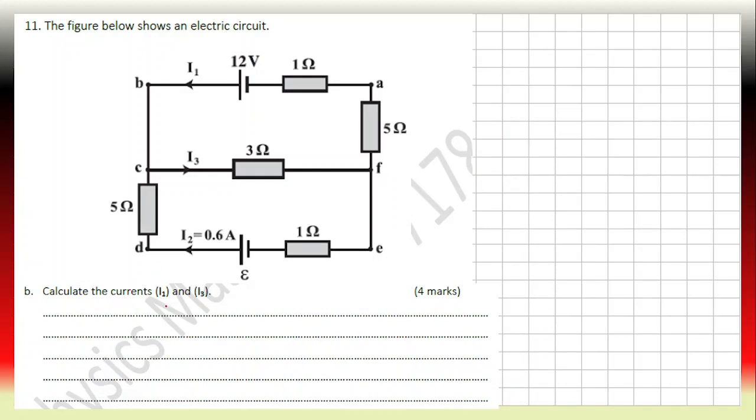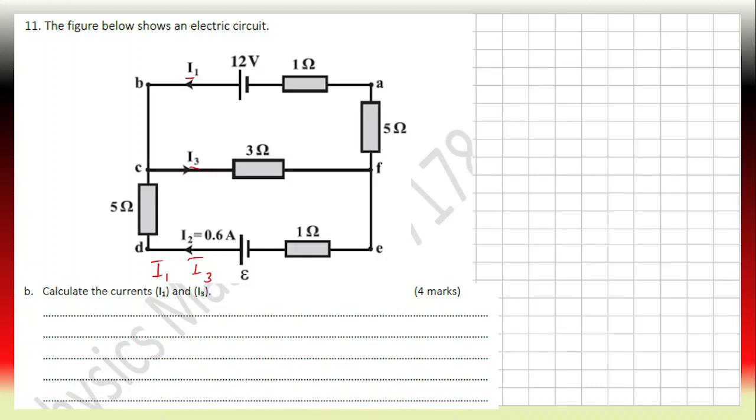Part B, calculate I1 and I3. Where is I1? I1 is here. And where is I3? I3 is here. We want to get I1 and I3. At this point, look at the loops that you have and also look at the currents that you have. Because from the loops, we will apply Kirchhoff's second law. From the currents, we can form an equation using Kirchhoff's first law.